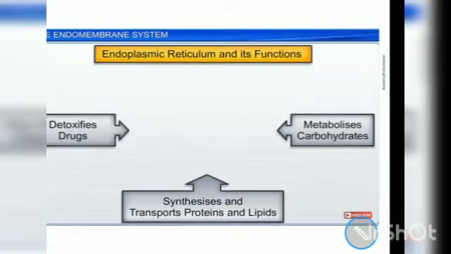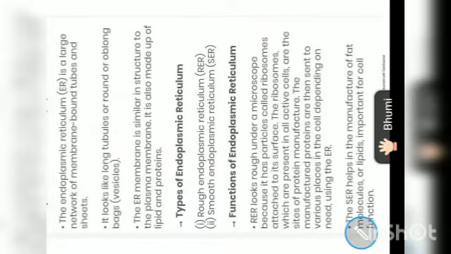Then metabolism of carbohydrates occurs by the endoplasmic reticulum, and it also helps in synthesis, meaning formation, and transport of proteins and lipids. As you know, ribosomes help in protein synthesis. That means the amino acids are arranged with the help of ribosomes by decoding the message of mRNA, which we have already learned in our previous classes in the case of prokaryotes. Now you can take a screenshot for the structure and function of endoplasmic reticulum.